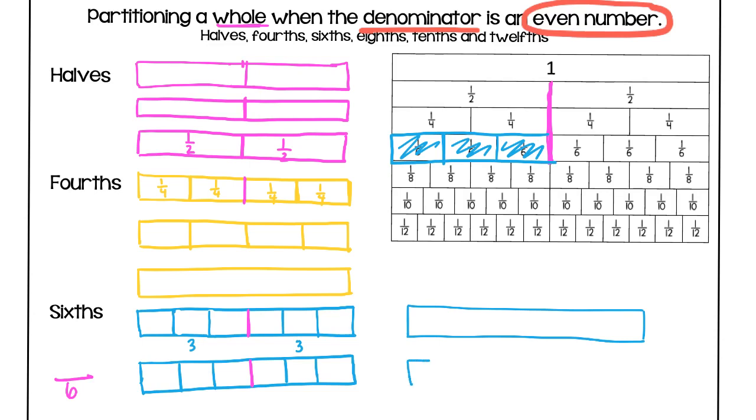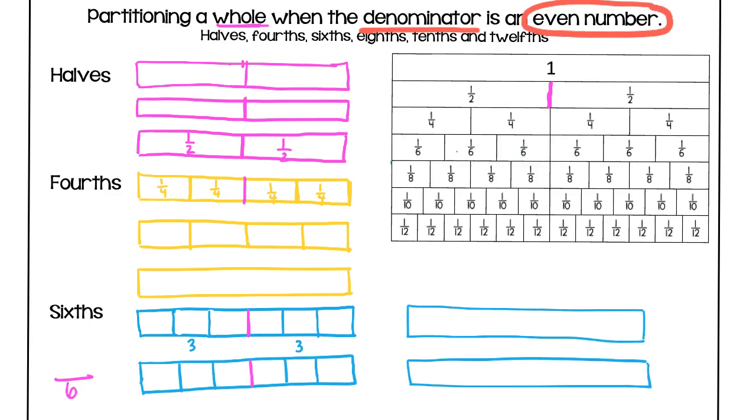All right, and then do your last one. Split it in half and split each half into 3 pieces. Now you have sixths. Hopefully each time you did it, it looked a little bit better. All right, now we're going to move on to eighths.